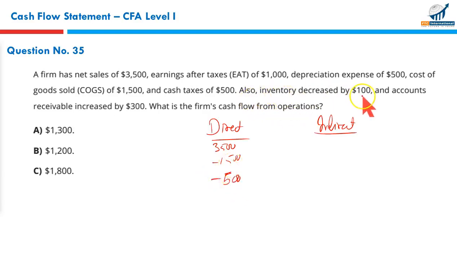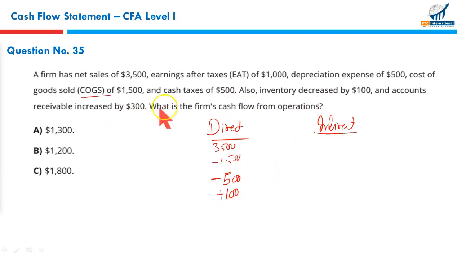Inventory decreased by 100. Now this is interesting. We have been given CGS. We are using the direct method. So a decrease in inventory effectively represents an inflow, 100. Remember, when the purchases are given, then we ignore changes in inventory. Since we have been given CGS, we must consider the change in inventory in the direct method. So inventory decrease is an inflow, right?